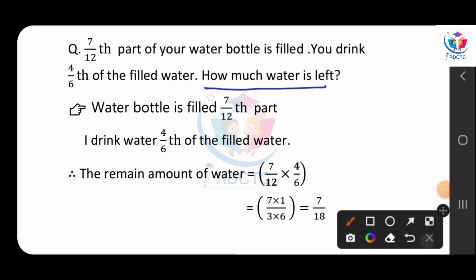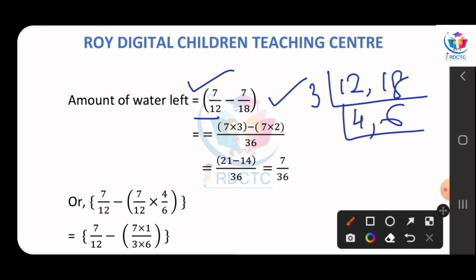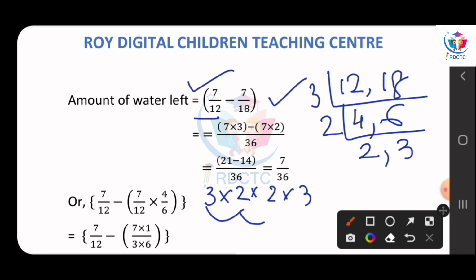We have to find out how much water is left. And in the question it is mentioned the water bottle is filled 7/12 and the remaining water is 7/18. Now we have to find out the LCM of 12 and 18 and we divide them by 3. 3 4s are 12, 3 6s are 18. I divide them by 2, 2 2s are 4, 2 3s are 6. Now we multiply the numbers 3 into 2 into 2 into 3. 3 2s are 6, 6 2s are 12, 12 3s are 36. Okay, we got our LCM and I write the LCM here.